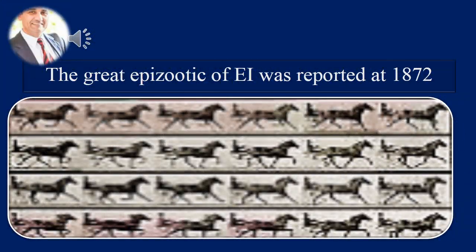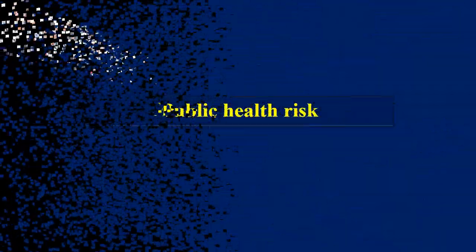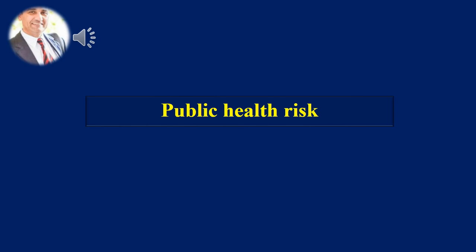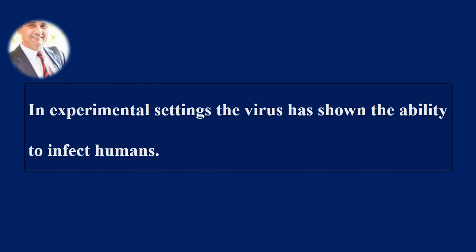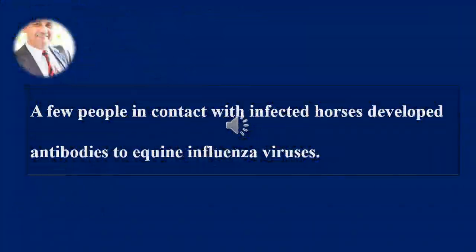A great epizootic of equine influenza was reported in 1872 with the pandemic of human flu that occurred at that time on Earth. Regarding public health risk, equine influenza viral infection shows little risk to humans. A few people coming in contact with infected horses developed antibodies to equine influenza virus.